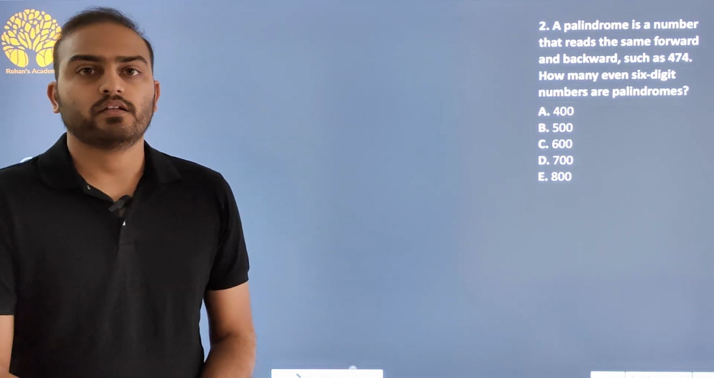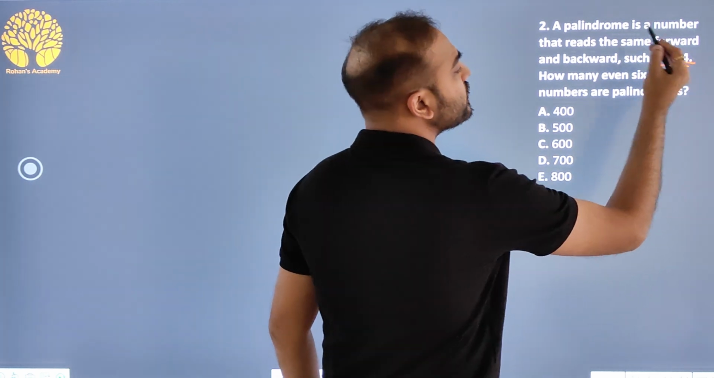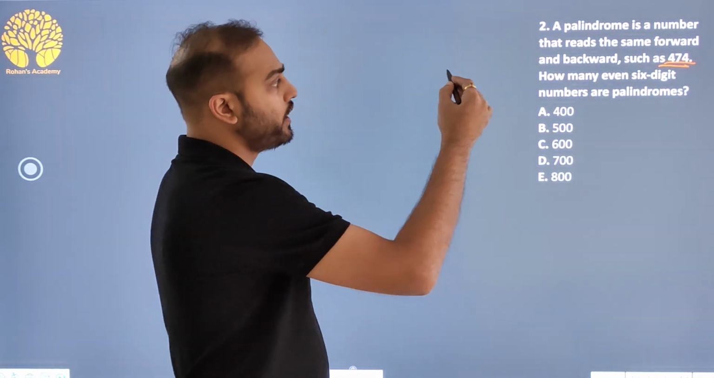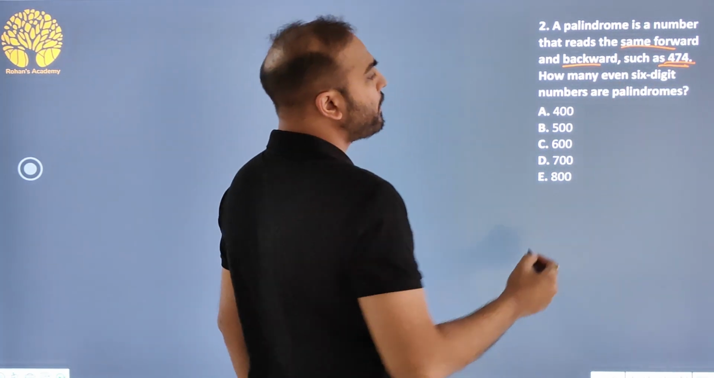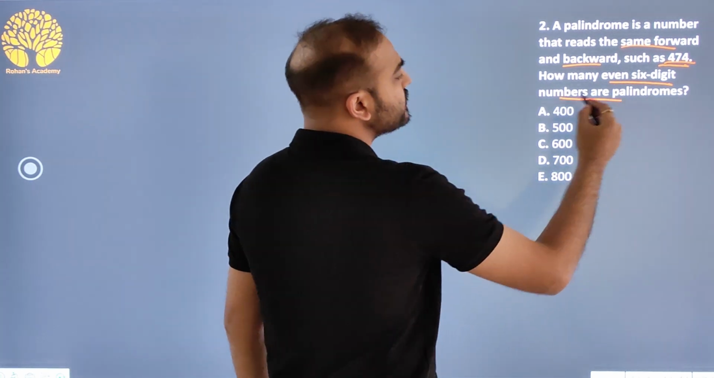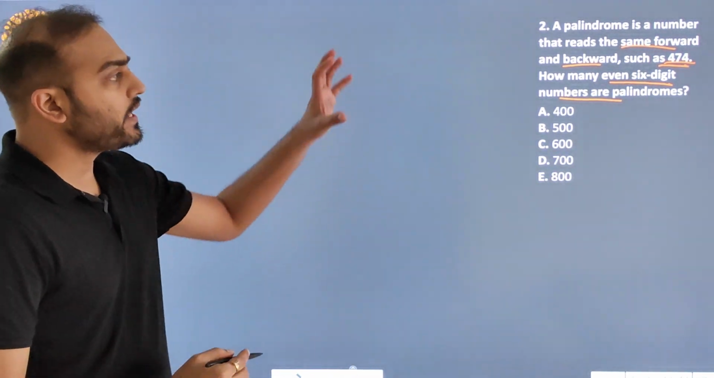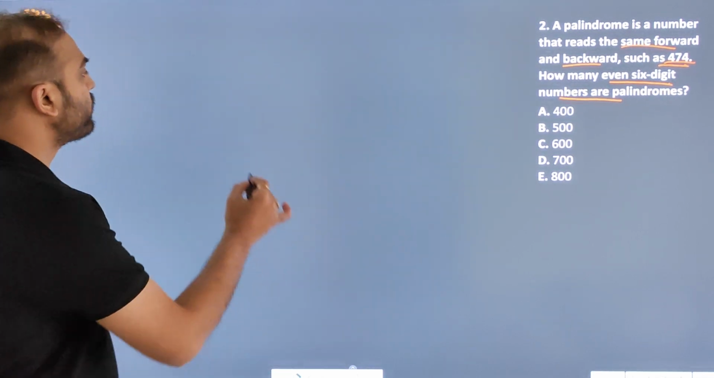Alright. Now again, if you have read the question, you can see the example itself tells you the digits are repeating. So a palindrome, what is a palindrome? A number that reads the same forward and backward. We want even 6-digit palindromes. So the moment I read it, I know repetition is allowed. The example only says so. So what will I do?